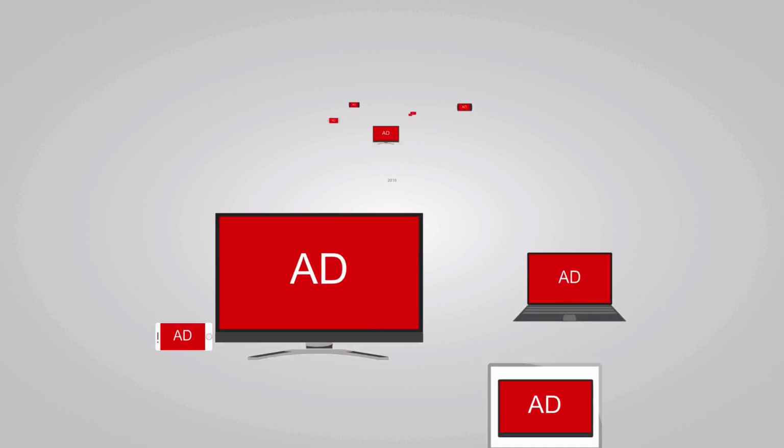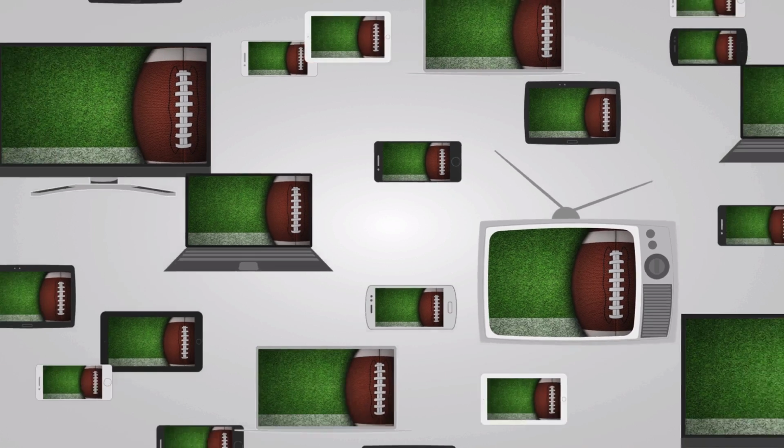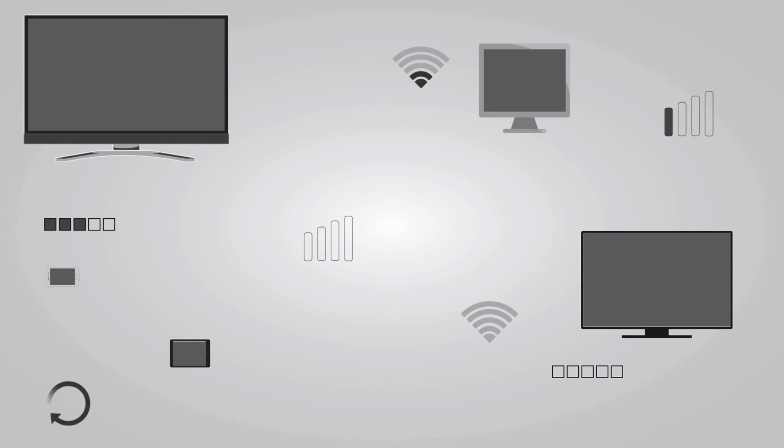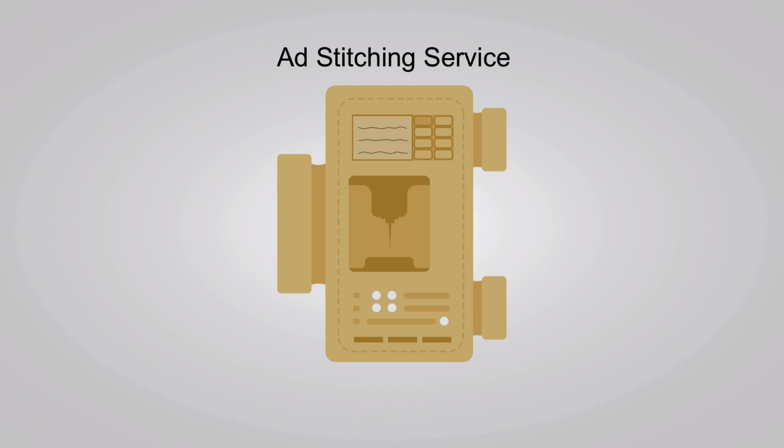Fast forward 8 years to 2016, when many television broadcasters are now making content available online, today's landscape is much more complex than it was just a few years ago. With screen sizes and devices that range from large screen TVs to small mobile phones, along with varied connection speeds and dozens of ad serving platforms, a new service vendor has emerged, the ad stitching service.